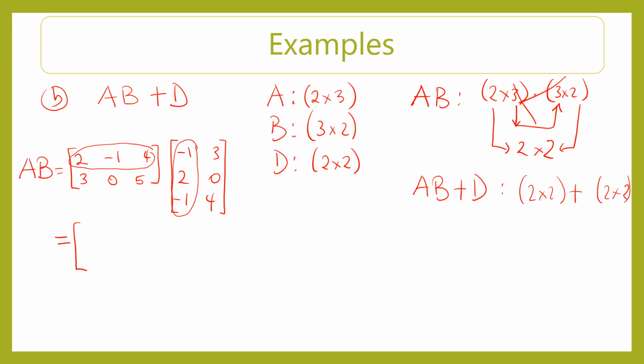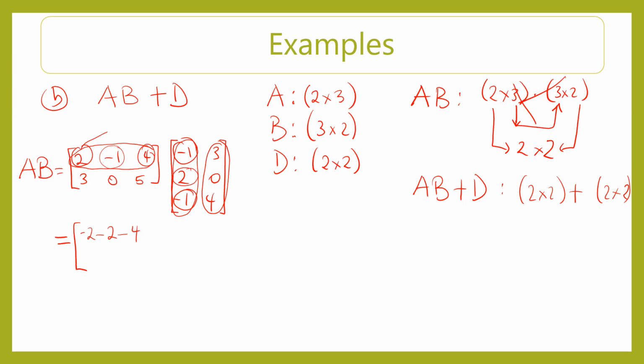So 2 times negative 1 is negative 2, plus negative 1 times 2 is negative 2. Then we have 4 times negative 1, which is negative 4. Again, 2 times negative 1, the first entry in the row of A times the first entry in column 1 of B. And we do the same thing for this one.